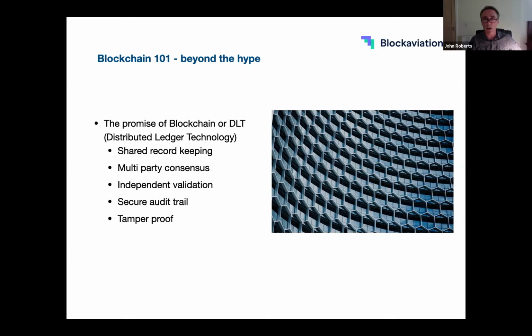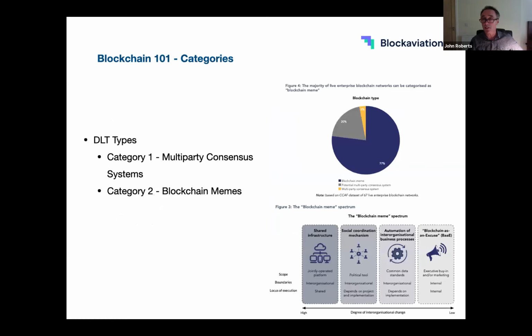So the promise of blockchain, or distributed ledger technology as it's interchangeably called, is shared record keeping, multi-party consensus, independent validation, so that there's validation and consensus on records as they're written to the platform, a secure audit trail, and tamper-proof. And I think in the aviation sector, we can all agree that how aircraft records are managed sounds like a very appealing solution. But that is also fraught with challenges when it comes to actually going about implementation and bringing this technology to the real world.